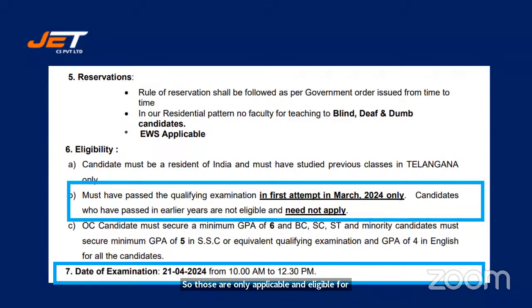And next, coming to OC candidates, the minimum GPA is 6, and for BC, SC, ST and minority candidates, the minimum GPA is 5. And అందరికి అన్ని కేటగిరీస్ వాళ్ళకి ఇంగ్లీష్ లో మాత్రం ఖచ్చితంగా GPA 4 ఉండాల్సిందే.